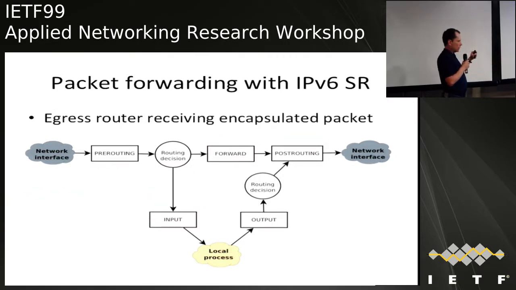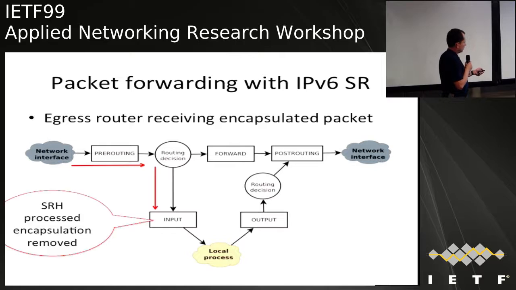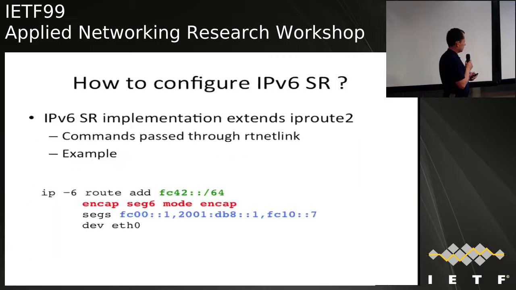If the packet was an encapsulated packet and we are the egress of the tunnel, then what happens is that the destination of the packet was the router itself. So we will run the decapsulation of the packet in the input processing. And once we have run the decapsulation, we have back an IPv6 packet that needs to be forwarded again, and we do the routing, and we forward the packet to the final destination.